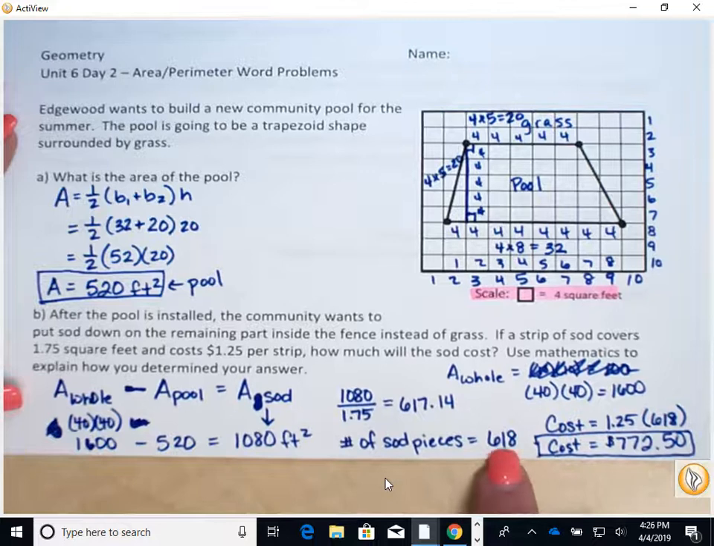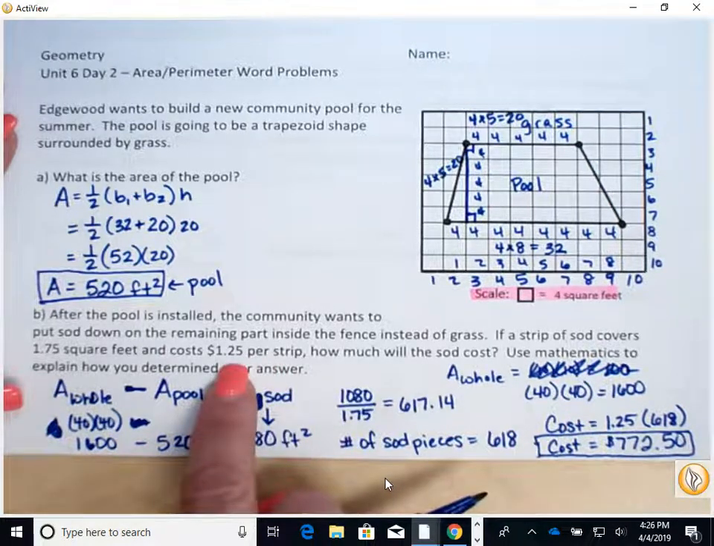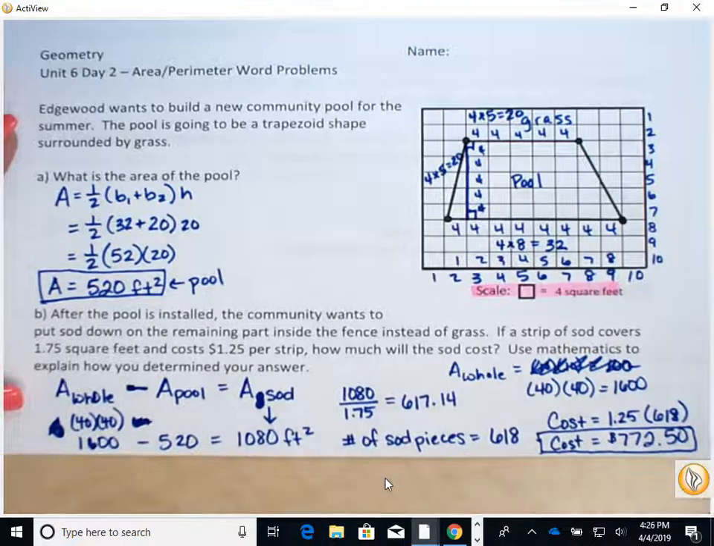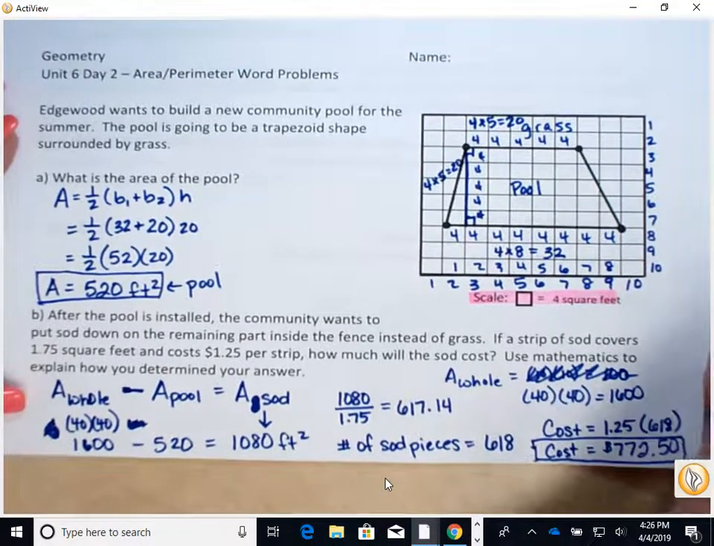And then 618 pieces of sod at $1.25 per strip. Multiply that out to get your cost. All right, that's a challenging problem. Next page.